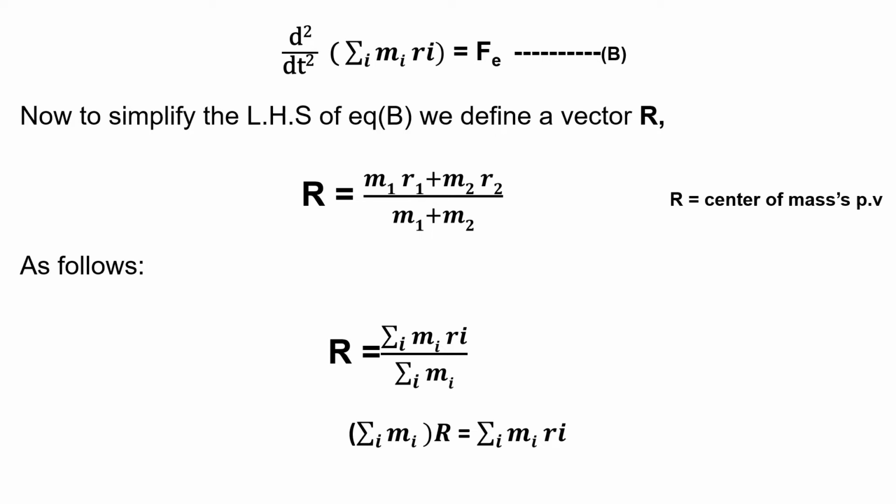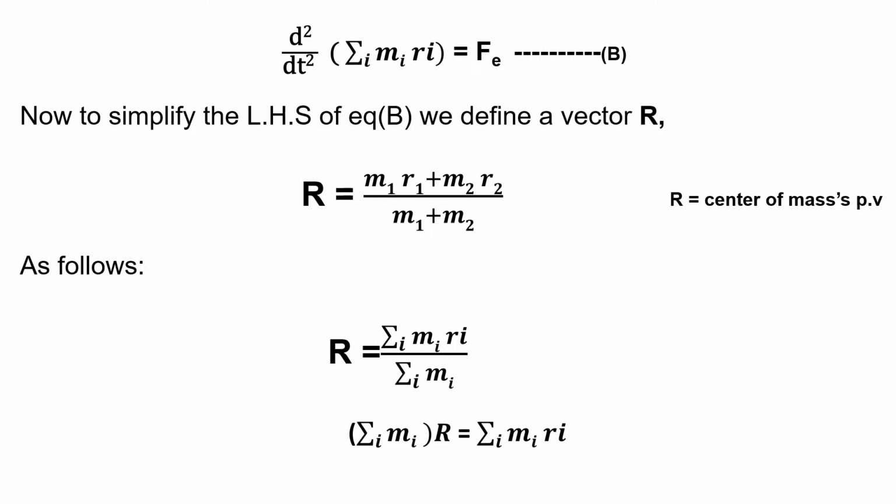d square over dt square of the summation over i of m_i r_i, plus the summation over i and summation over j of f_ji, plus f_i^e, or the summation of f_i can be written as F^e, will be equal to 0, so that the whole force will be equal to all the external forces. So that will become, in equation B, d square over dt square of the summation over i of m_i r_i is equal to F^e.